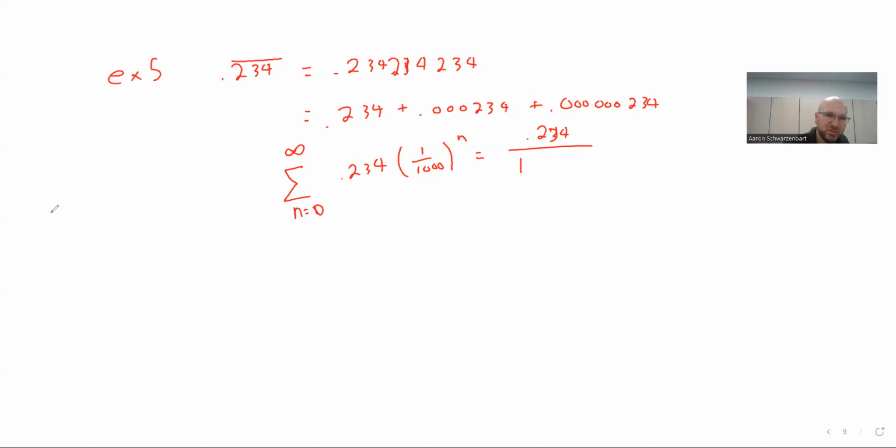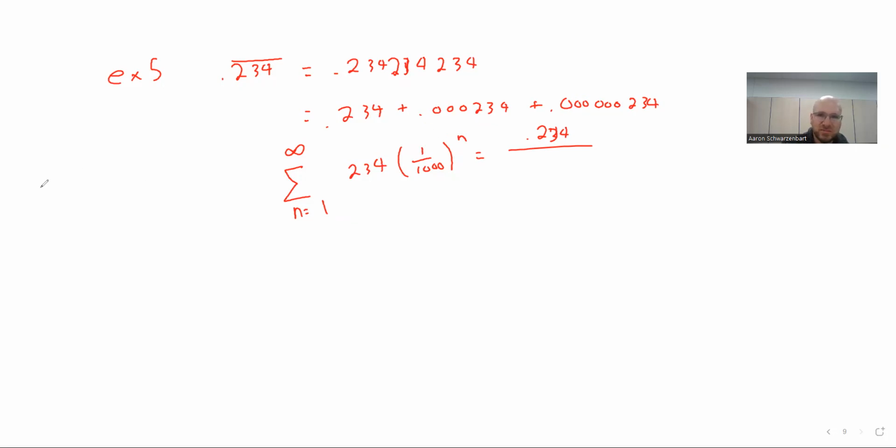Actually, instead of being 0.234, why don't I do 234? So that'll get rid of my decimal here. Because I don't want a decimal when I'm trying to write this as a fraction. So 234 times 1 over 1,000, the first power is going to be 0.234. Times 1 over 1,000 again gives me that.